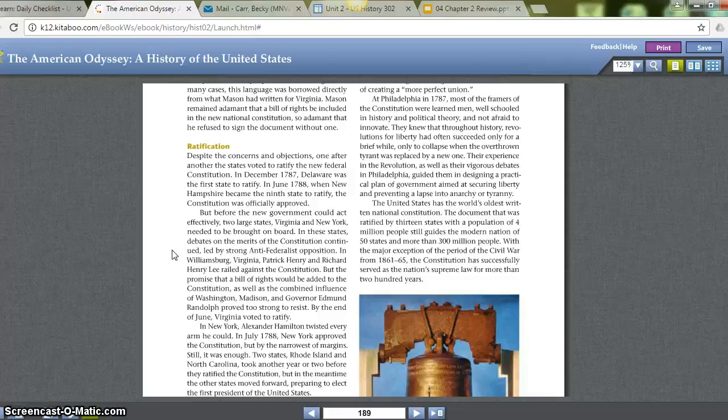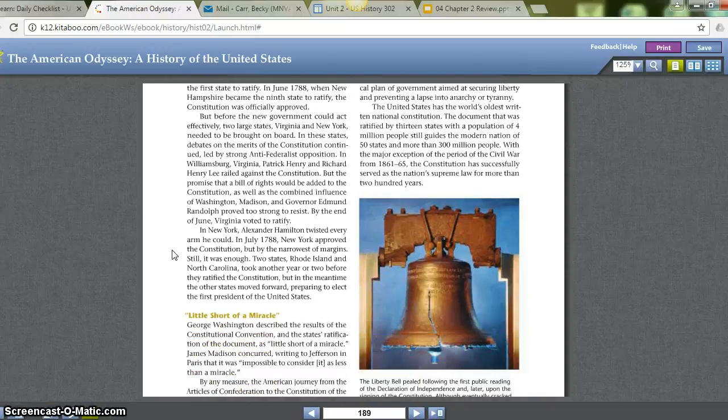By the end of June, Virginia voted to ratify. In New York, Alexander Hamilton twisted every arm he could. In July 1788, New York approved the Constitution, but by the narrowest of margins. Still, it was enough.